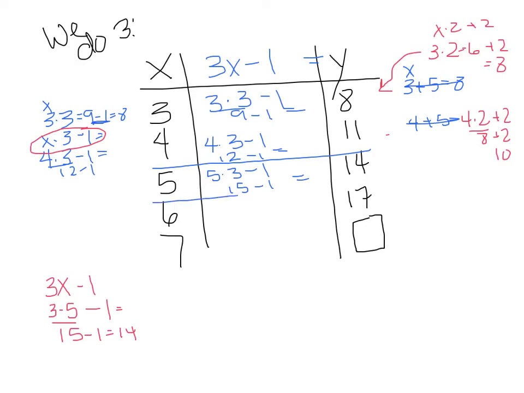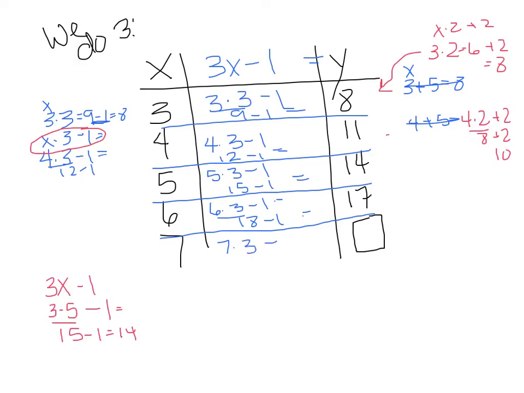And the next row, 6 times 3 minus 1. 6 times 3 is 18, minus 1 equals 17. Looks like we found the proper key because it's worked on every one of those rows. So the last row is 7 times 3 minus 1. 7 times 3 is 21, minus 1. This answer must be 20.